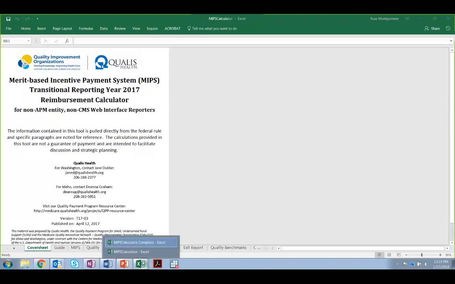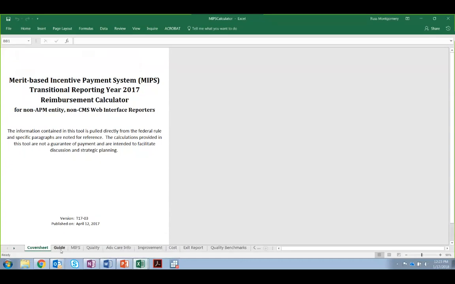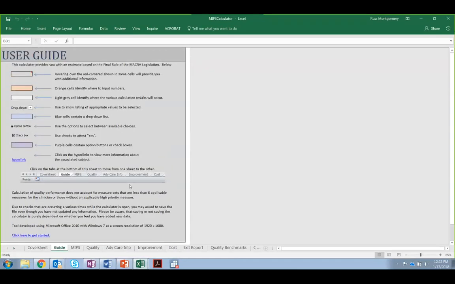On this second tab here, there's a user guide which provides you with color coding of all of the different components of the calculator. The most important thing to notice here is that cells that are orange are where you input various numbers. And so everything else really starts to calculate itself. There are some checkboxes and drop-downs, as you'll see, but in general, the orange buttons are the ones that will be most important for you to pay attention to.